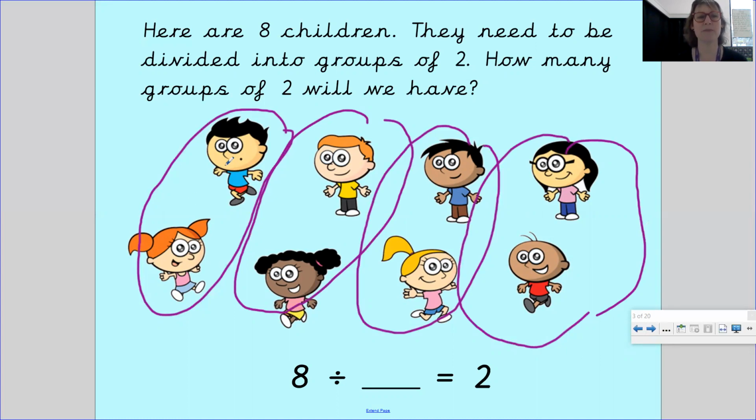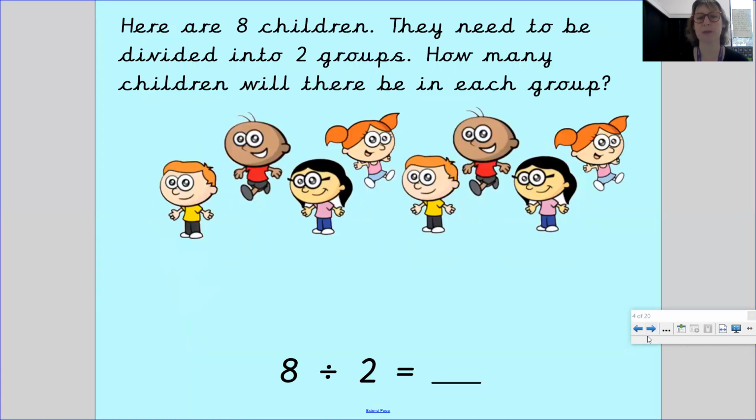And we can see that we have got 1, 2, 3, 4 groups. So 8 divided by 4 equals 2. Because what we've been saying is that our total goes first, then the number of groups, and then the number in each group. We're going to remember that throughout.